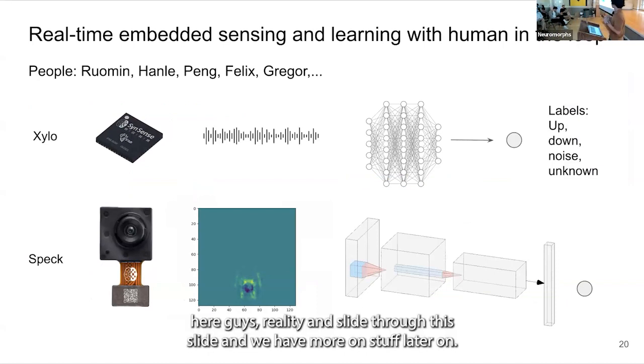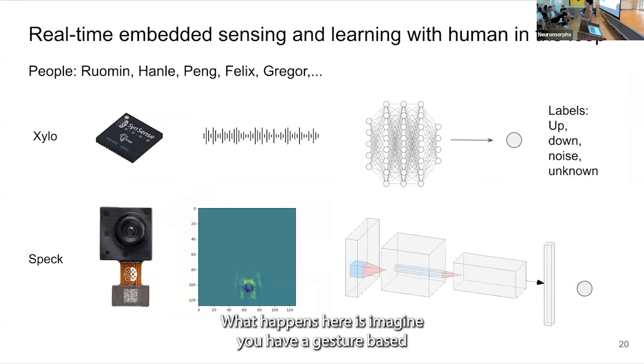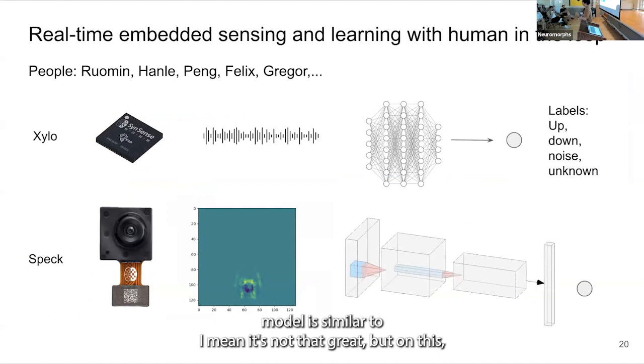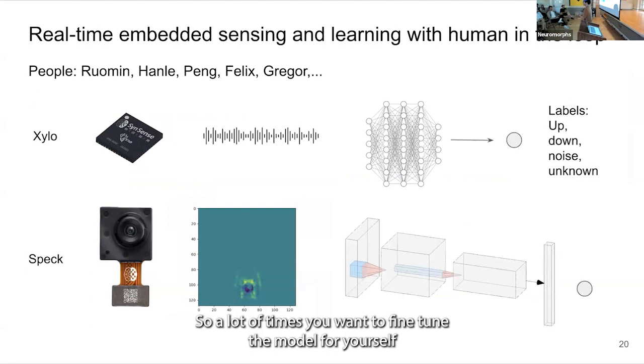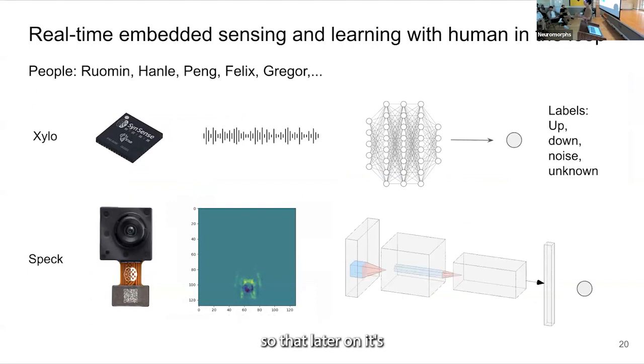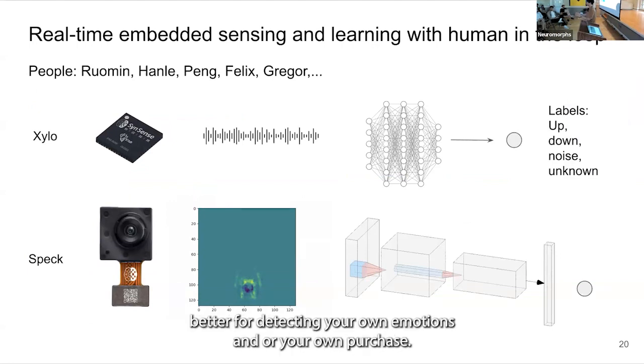Hey guys, I'll just fly through this slide and we have more fun stuff later on. So what happens here is, imagine you have a gesture-based model similar to ChatGPT. I mean, it's not that good, but it's deployed in your backyard. And it's able to detect all kinds of gestures in general, but it's not customized for yourself. So a lot of times you want to fine tune the model for yourself so that later on it's better for detecting your own motions and your own gestures.